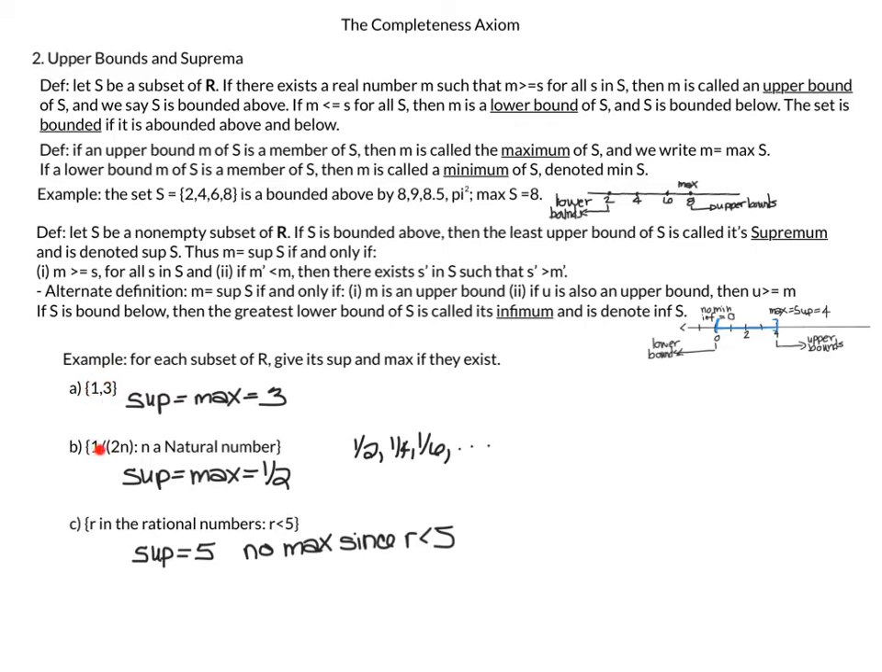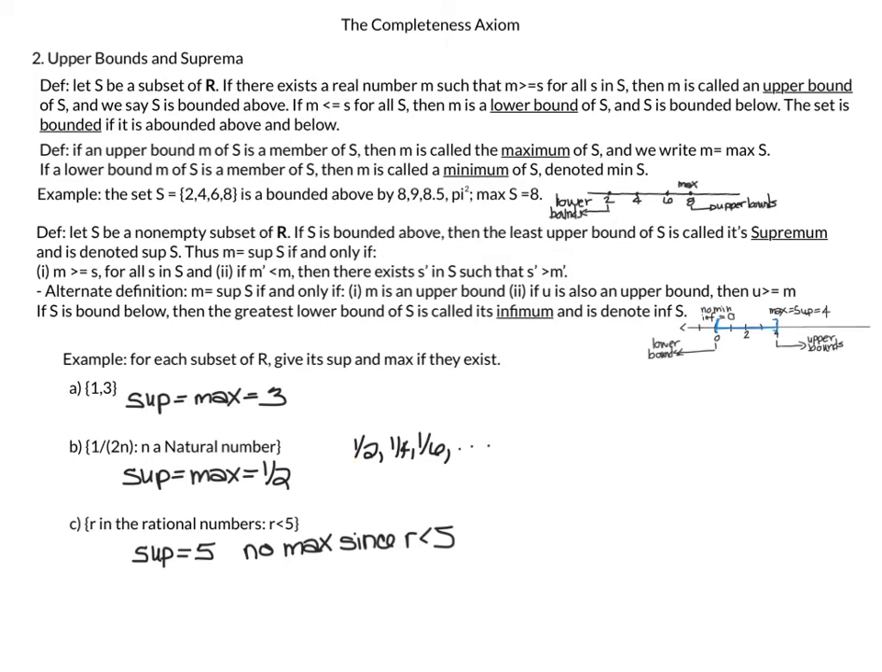Here we have the set 1 over 2n, for n a natural number. So what does this look like? When n is equal to 1, it's 1/2. When n is equal to 2, it's 1/4. When n is equal to 3, it's 1/6. So you can see these numbers are getting smaller. So the sup is equal to 1/2, and the max, since it is in this set, is also equal to 1/2.